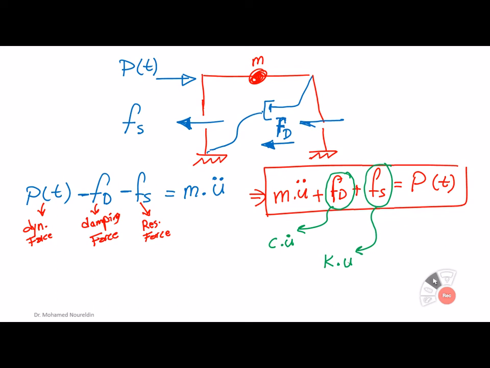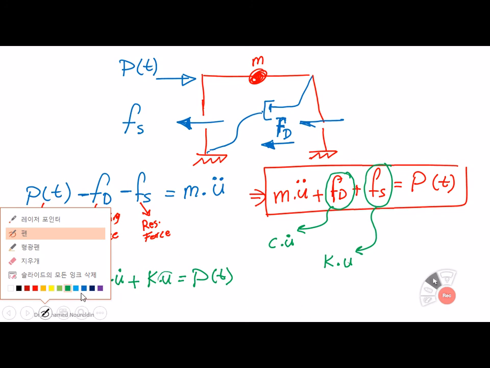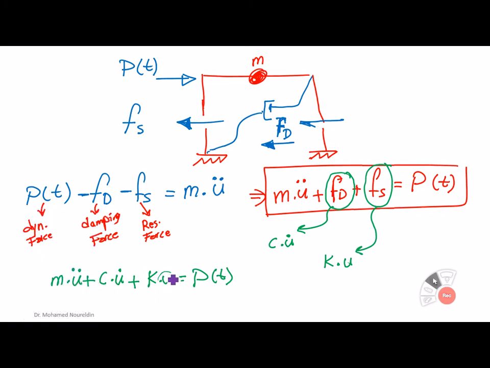So now the final equation of motion is going to be m u double dot plus c u dot plus k u equals the external applied force, which is P of t. This is k times u, the elastic force. I want to highlight something here, though it is a sidetrack.